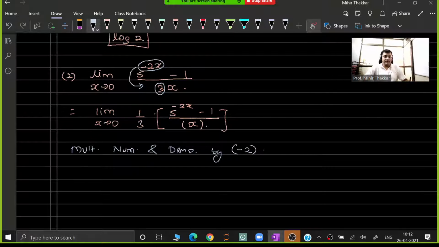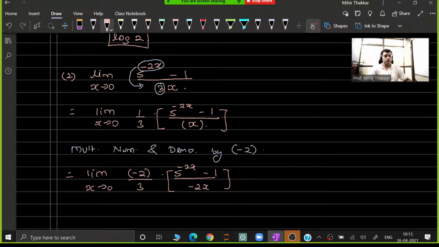Obviously, I have to multiply this because I require negative 2 over here. So the rules of mathematics, the rules of fractions or the ratios say that whatever number we want to multiply, we can multiply that, but it has to be done in the numerator and in the denominator both. Therefore, guys, I am writing it multiply numerator and denominator by minus 2. I am sure you might be knowing this point. So it becomes limit as x tends to 0, negative 2 upon 3, 5 raised to negative 2x minus 1 divided by negative 2x.